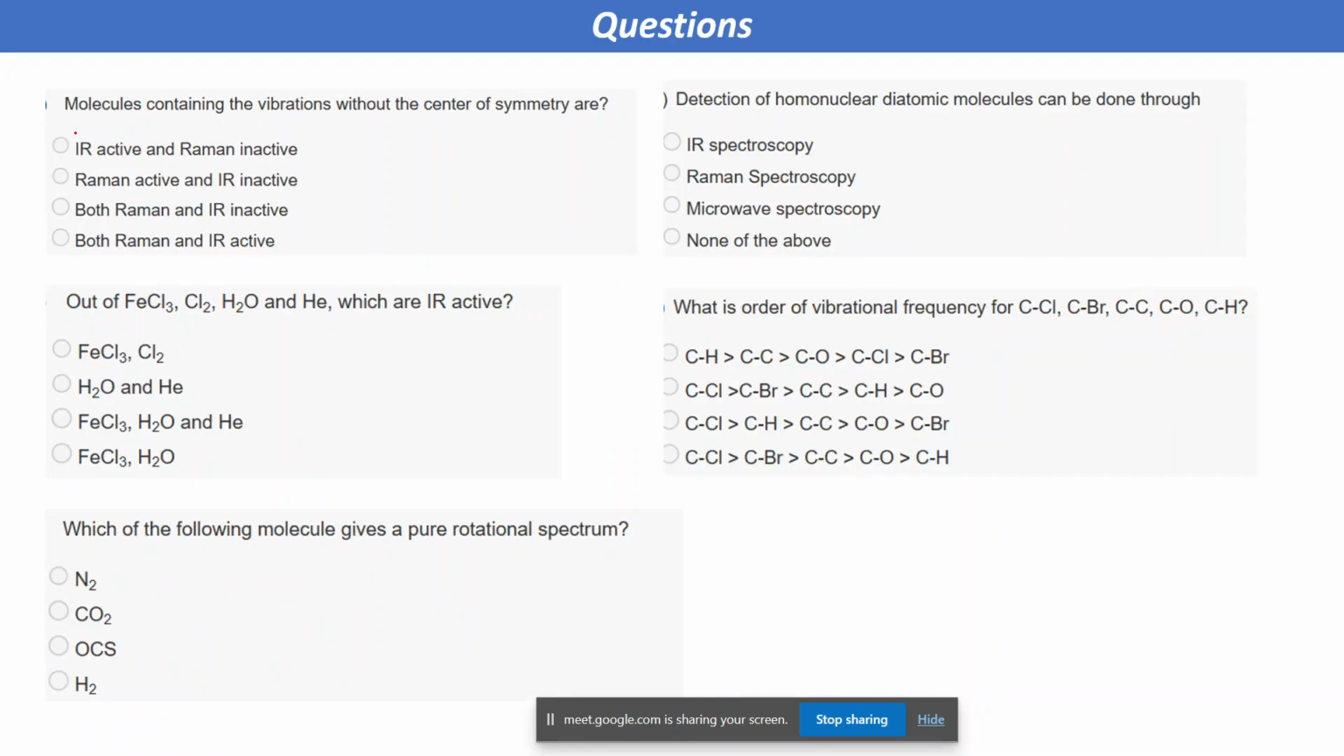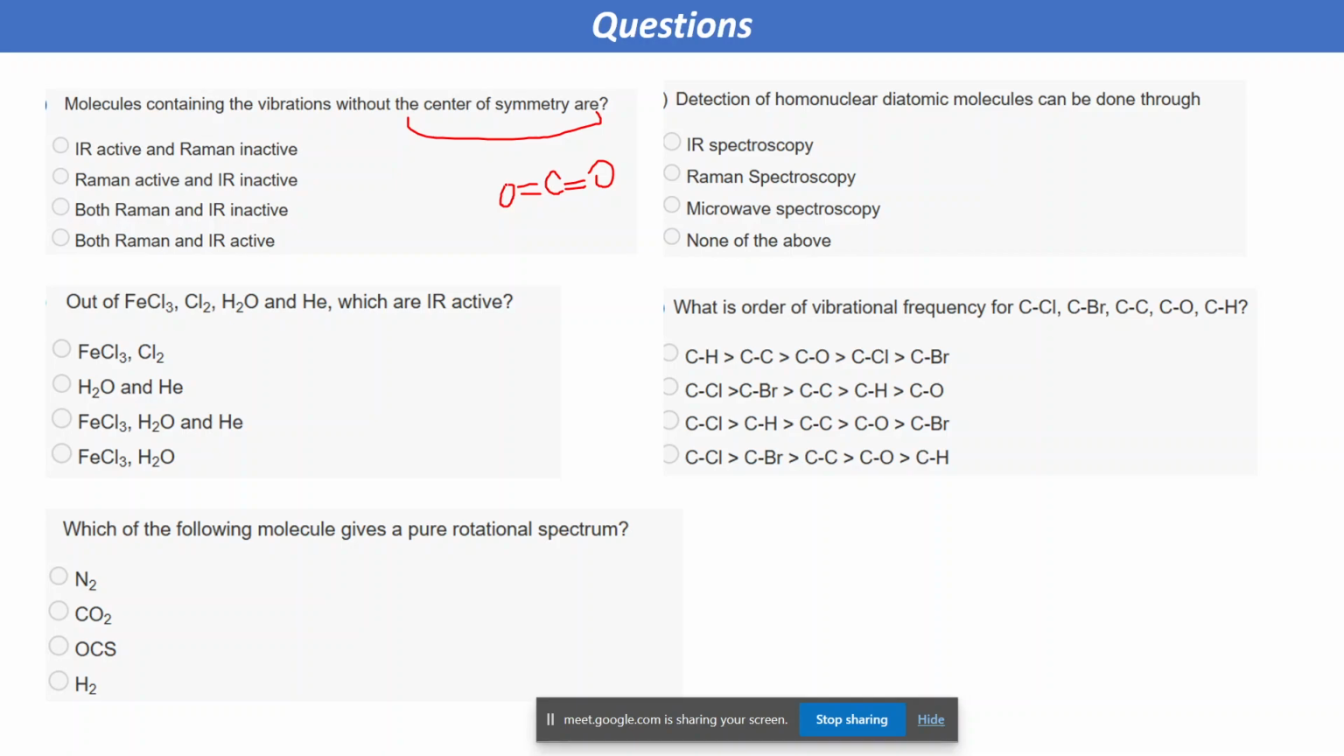Now, next question. Molecules containing the vibrations without the center of symmetry. What is center of symmetry? We will just take an example of CO2. This molecule has center of symmetry. So now, IR active, Raman inactive? Wrong. It will be both IR and Raman active.